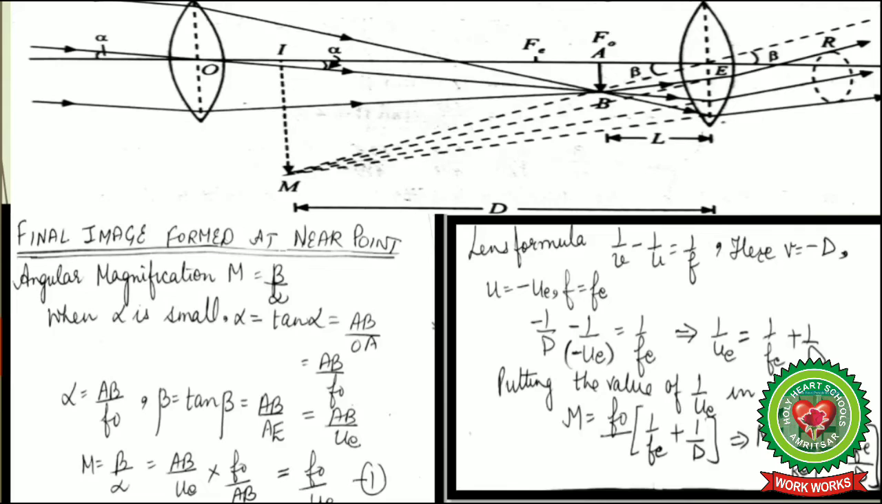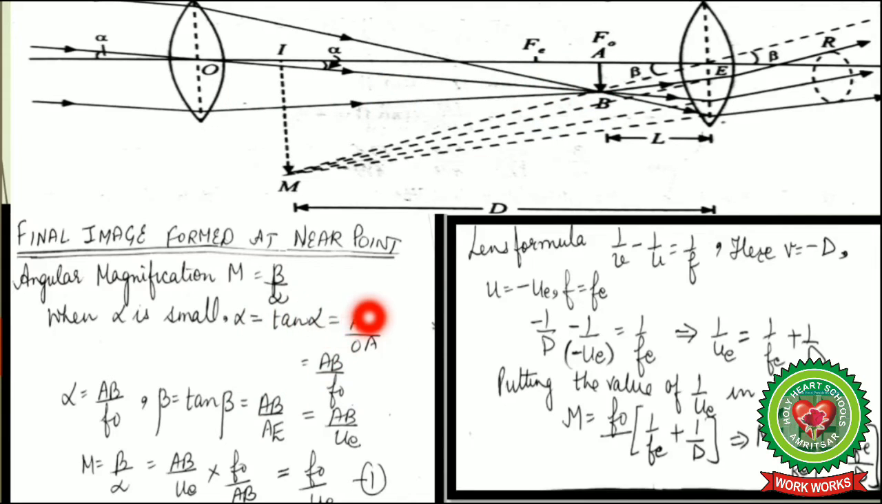Now I hope you have understood the diagram. Now let's start with the derivation. Angular magnification, as we have already done, M is equal to beta over alpha. When alpha is small, at the time alpha can be taken as tan alpha. Now from the diagram it is clear, tan alpha is equal to AB over OA.